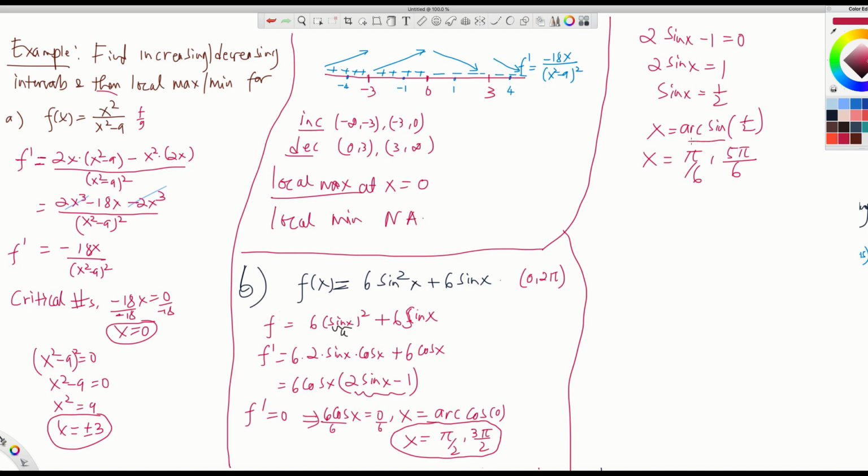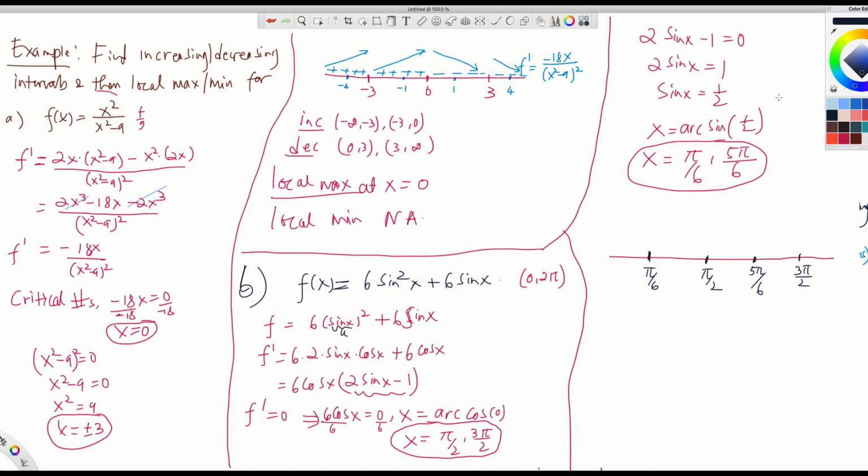So what are the critical values? There are many critical values there, right? There is pi over 2, 3 pi over 2, pi over 6, 5 pi over 6. Now the next thing we do is draw a number line and mark all those values. What is the smallest value? Pi over 6. And then the little bigger value is pi over 2. And then a little bigger value is 5 pi over 6. And then the biggest critical number is 3 pi over 2.